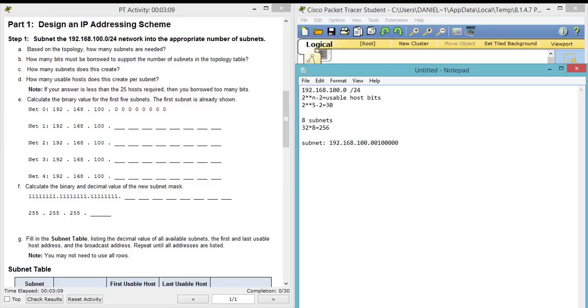And for the second subnet, it's going to be 192.168.100.64. For the third subnet, it's going to be 192.168.100.96. And for the fourth subnet, it's going to be 192.168.100.128.